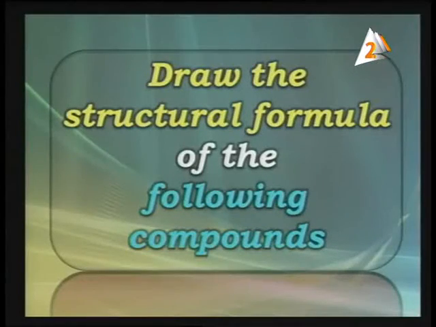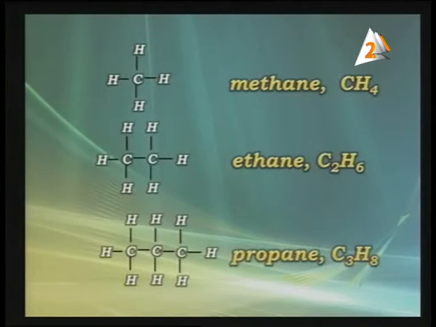We have to draw the structural formula of the following compounds. Here we have many compounds, and what is the structure of each one? We have the structure and the names of each one. Here we have methane. Methane is CH4, the molecular formula CH4. So we have C in the center, and we have 4 atoms of hydrogen bonded with this carbon atom.